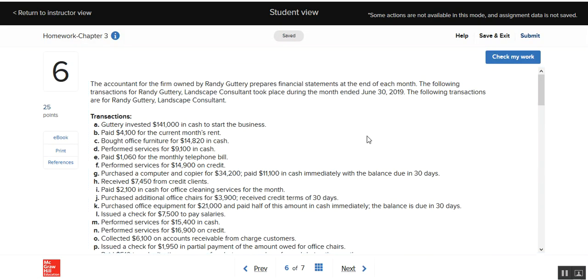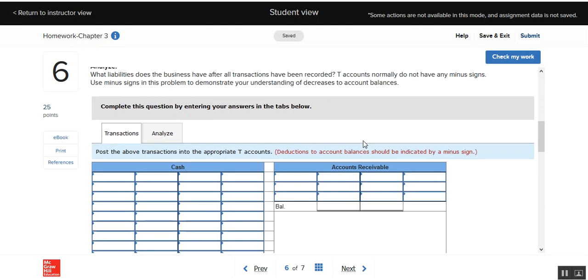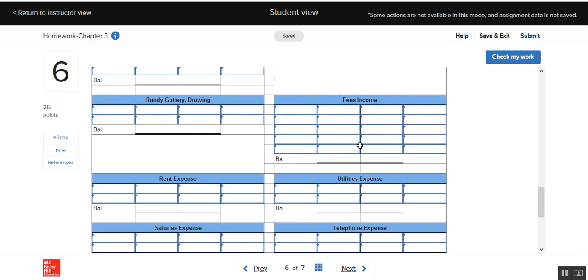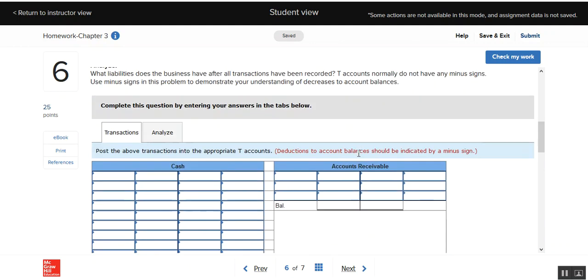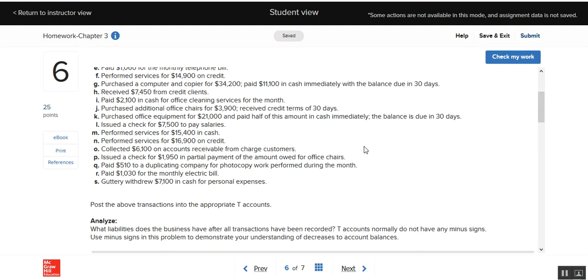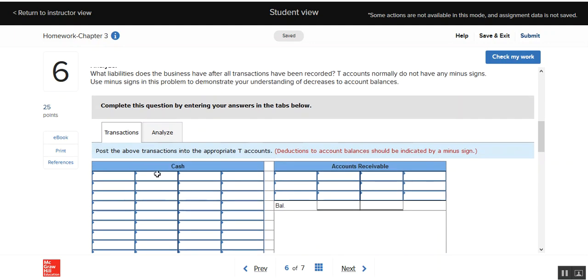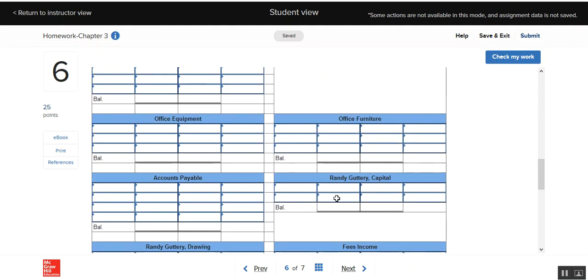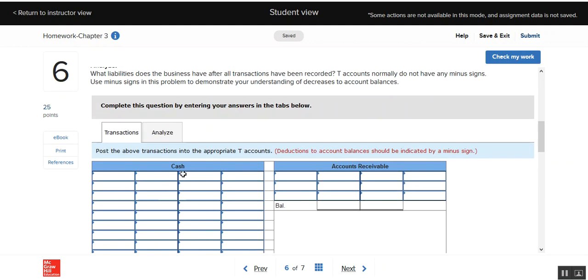Number 6 is just a set of T accounts. I'm not going to work through this entire thing, but it's a little bit different than some of the other T accounts, so I did want to maybe do 1 or 2 of these. It says Guttery invested $141,000 in cash to start the business. So to do this, you have to decide which accounts are affected, and that would be cash and Randy Guttery Capital. So cash is going up. Cash is an asset, and so to go up, it gets debited, and they want you to put the little letter there to kind of tag which transaction it is.